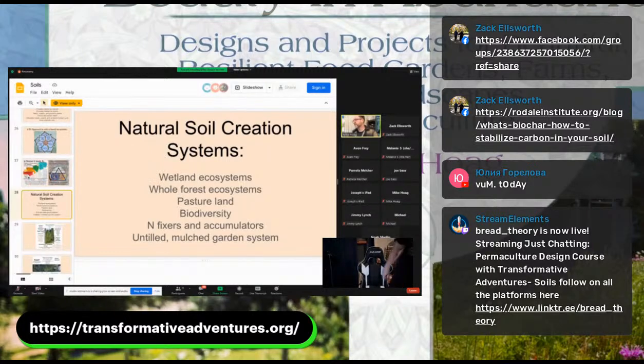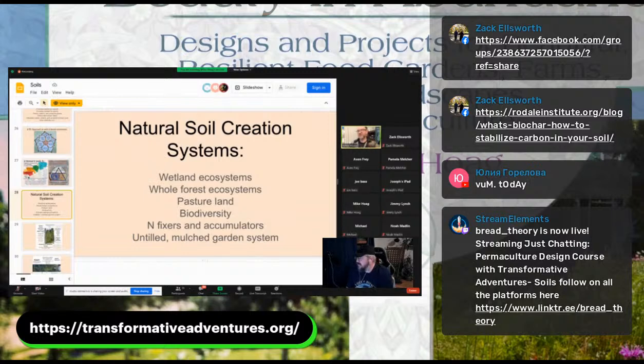And finally, again, the big systems paradigm shift for tonight is that we can use ecosystems, natural soil creation systems, to improve our soil. Wetland ecosystems make amazing soil. We'll see this after a break. Whole forest ecosystems make soil at an amazing rate. Pasture land builds amazing soil. Biodiversity builds amazing soil. Nitrogen fixing plants are great for fixing nitrogen and building soil. Untilled mulch garden systems, even if they're raised beds, are great at building soil. So we can start to use natural systems to create soil.